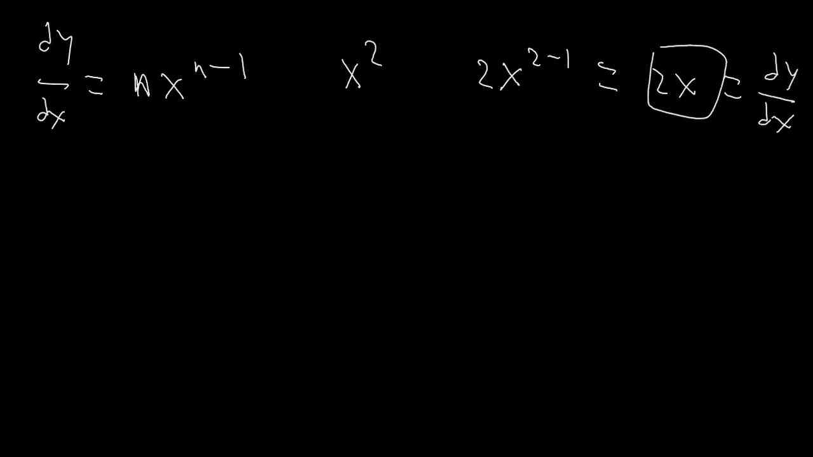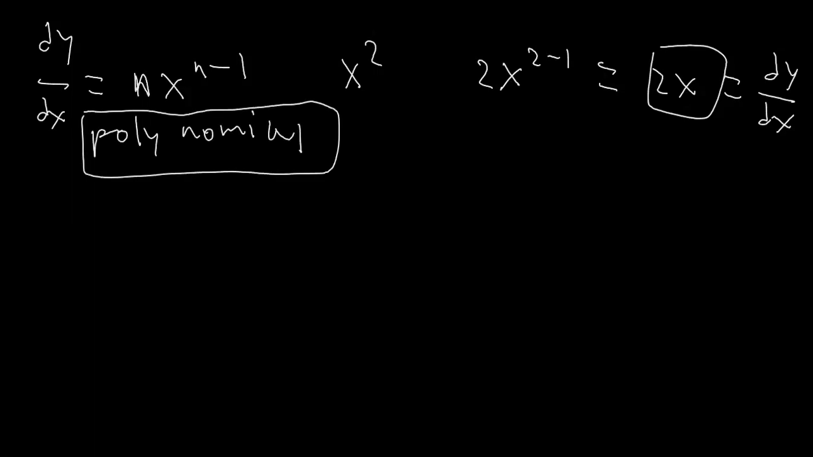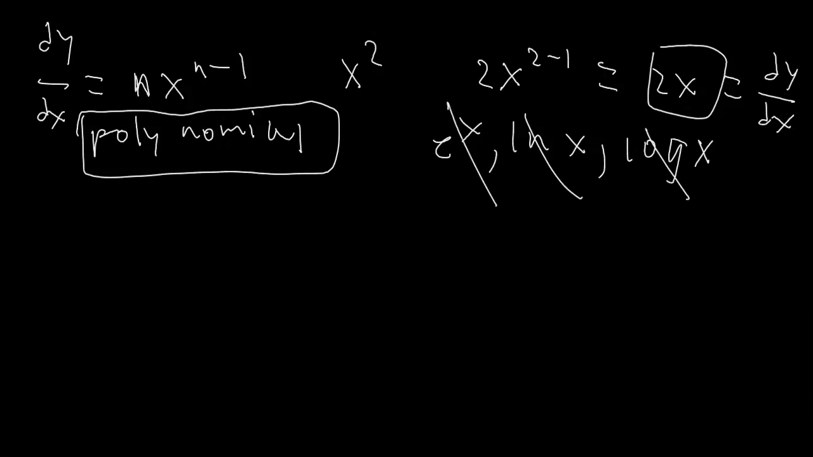We'll get to more examples later, but for now, you can only use the power rule for polynomial functions, and that's very important. Polynomial. Which means that e to the x power, ln x, and logarithms are all invalid expressions; you cannot use the power rule on them.